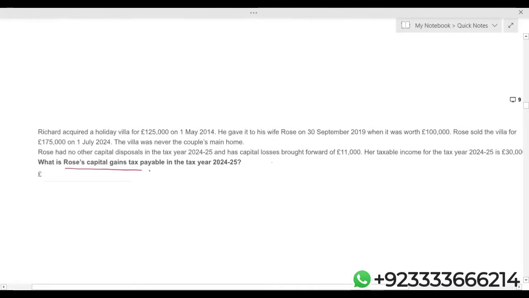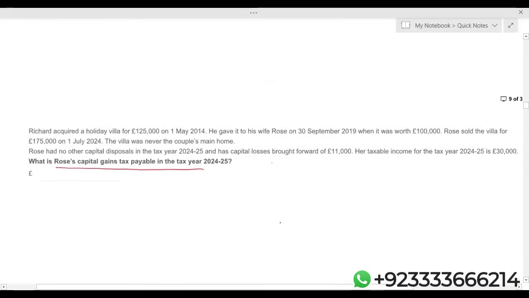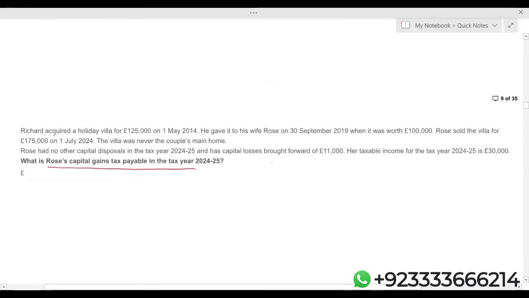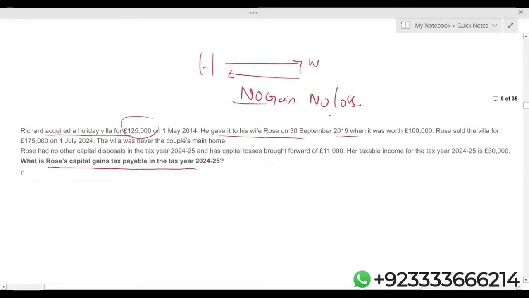What is the gross capital gain tax payable in the tax year 24-25? Richard acquired a holiday villa for 1,25,000. On 1st May 14, he gave it to his wife Rose on 30th September 19. Actually, transfer between husband and wife, or wife and husband, has no gain, no loss. Logically, cost of that asset, which was for the first spouse, becomes cost for the second one. When it was worth 1 lakh, this is not important.